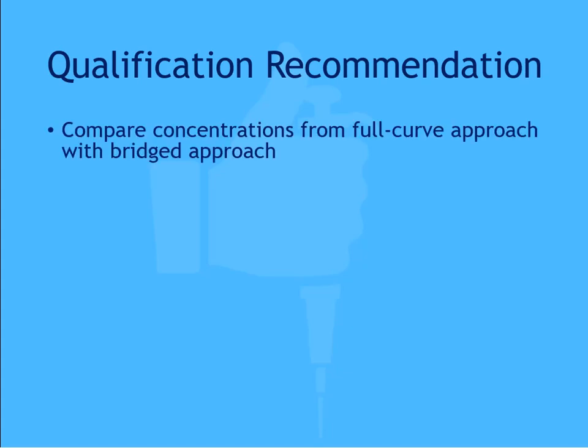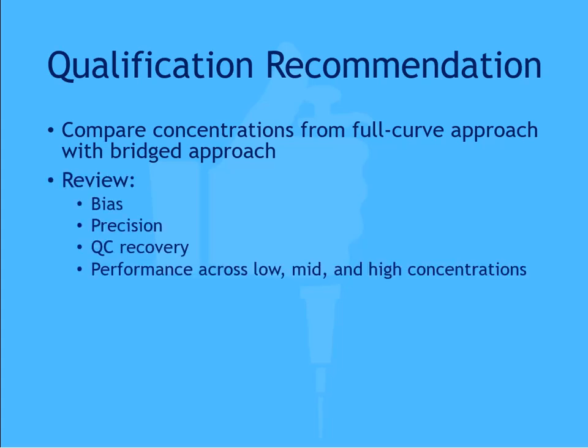A practical way to do this is to run several batches using full standard curves on each plate, then reprocess the data as if the later plates had only used the bridge standard and QC. Compare the concentrations from the full curve approach with the concentrations from the bridged approach. The run should be evaluated for bias, precision, QC recovery, and performance across low, mid, and high concentration ranges.